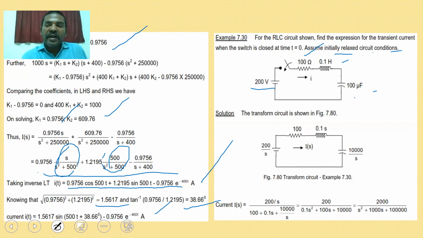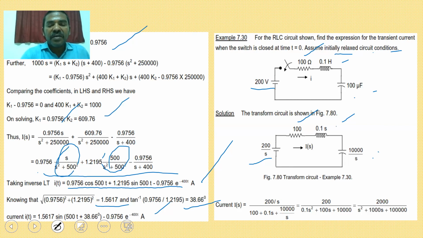So now you are writing in terms of Laplace transform. Step response, you can write it as 200 by s. The resistance value never changes. So inductance is 0.1 s. The capacitance value is 100 microfarads, so 10 power 6 divided by 100, so 10 power 4 by s. So total impedance is 100 plus 0.1 s plus 10 power 4 by s, and voltage is 200 by s.